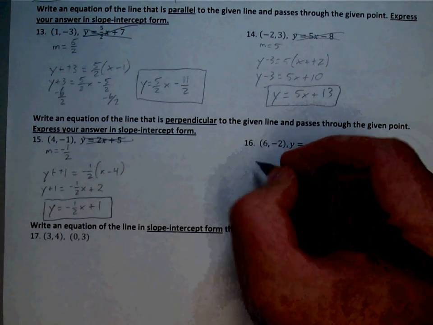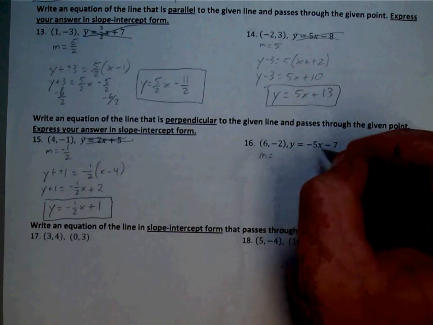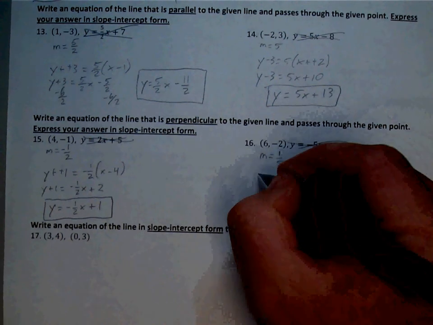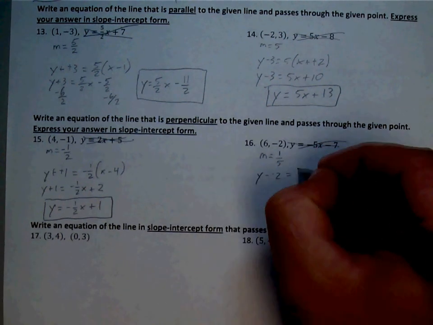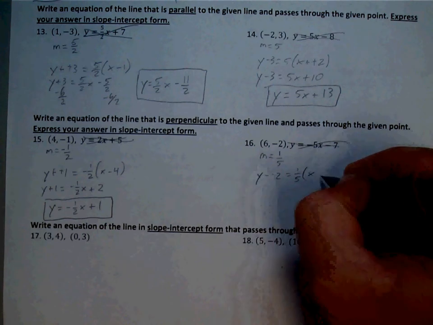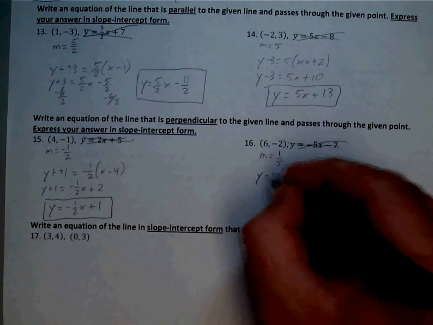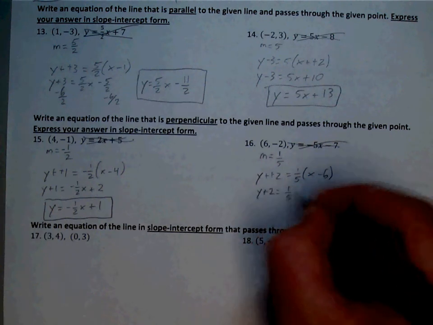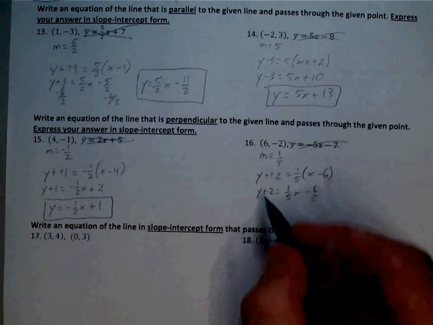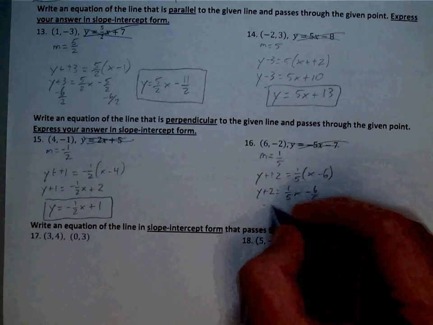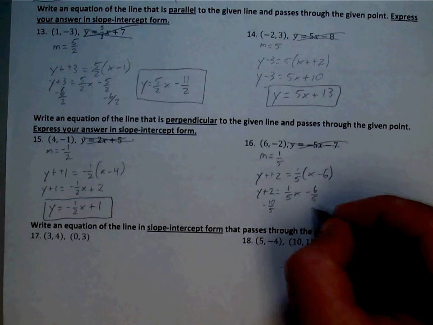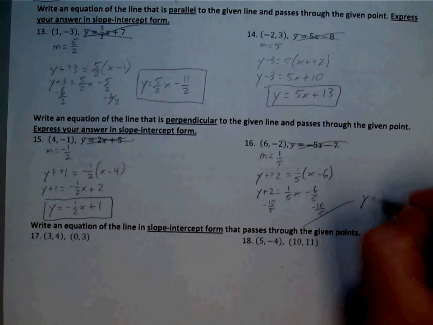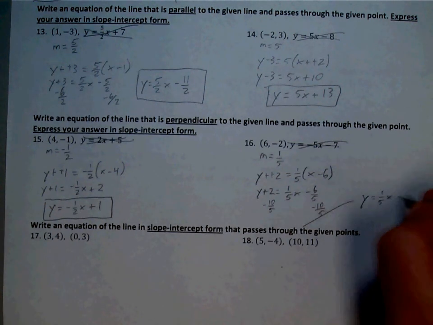Number 16, still perpendicular, so we do opposite reciprocal slope. Opposite reciprocal of negative 5 is positive 1/5. So y minus negative 2 equals 1/5 times x minus 6. That's y plus 2. So 1/5 x minus 6/5. Now I'm going to subtract 2, but I want a common denominator, so I'm going to subtract 10/5. Giving me y equals 1/5 x, negative 6 and negative 10 make negative 16/5.